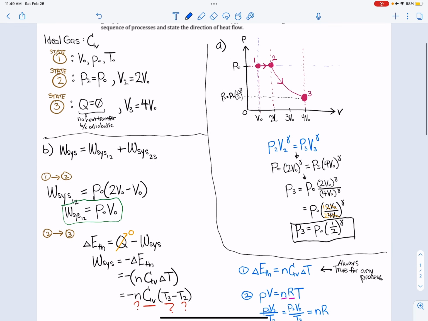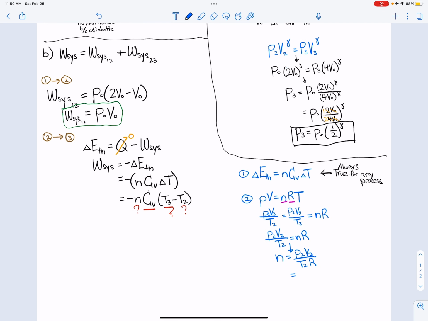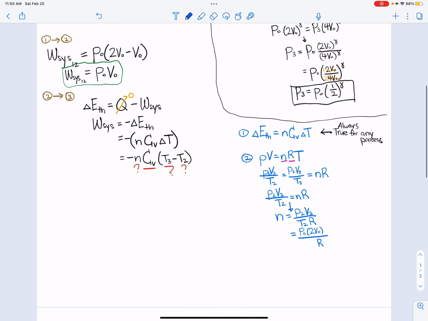well, P2, we said here, is equal to P naught, right? And V2 is equal to 2 V naught. So at least we have that. P naught times 2 V naught, that is the value for V2. I also don't have my temperature at state 2, so I have to find that. So we'll have to get back to this, actually, side quest, another side quest, number 3, to find my T2. So then I can plug that in here for n.